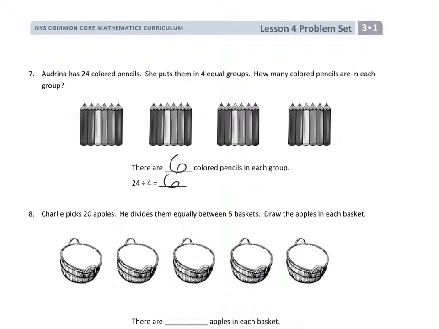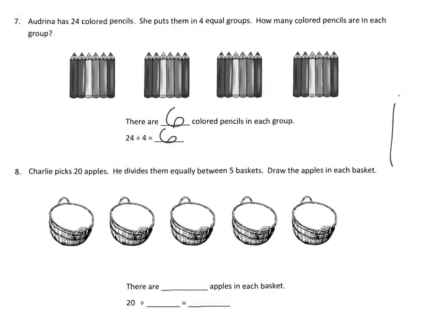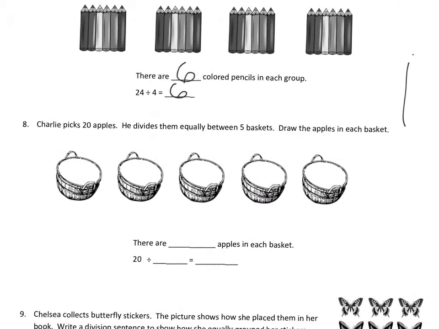And number 8. Number 8 says, Charlie picks 20 apples. He divides them equally between 5 baskets. Draw the apples in each basket.